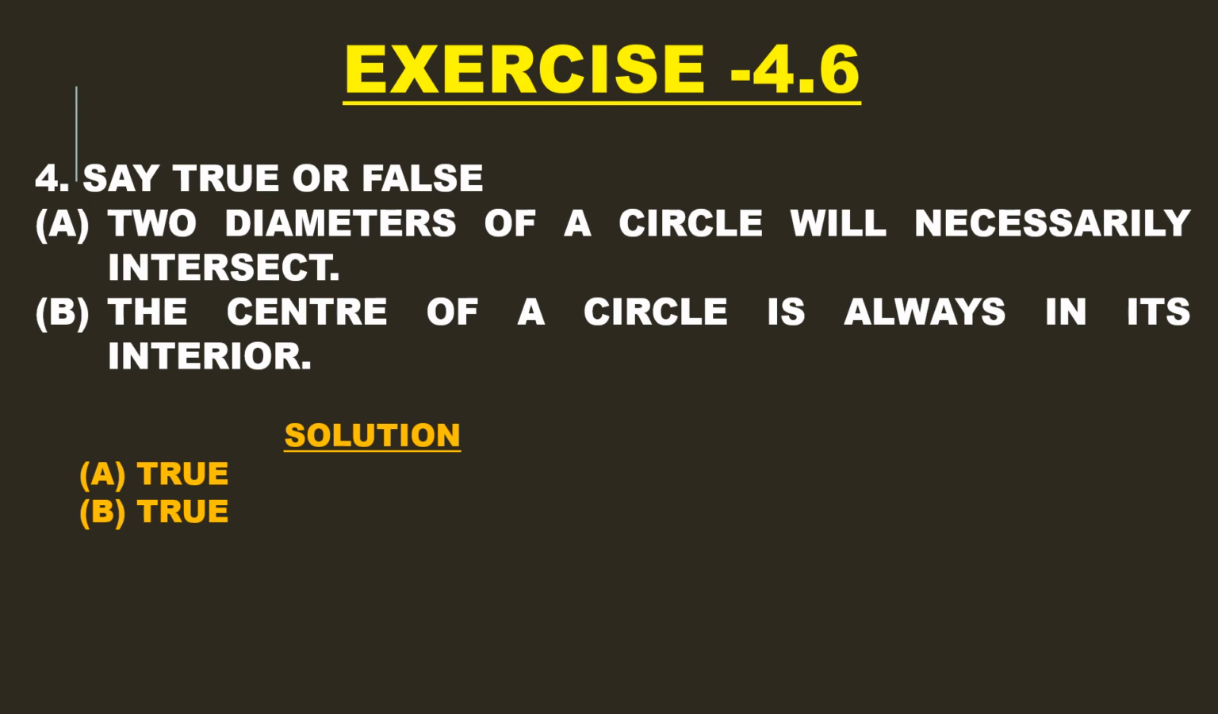Question number 3 is exactly the same as we did in question number 1. Now come to question number 4, and this question is again for true and false. The first part is: two diameters of a circle will necessarily intersect. This is true. You can draw a figure of a circle and try to draw two diameters of that circle. You will observe that they always intersect at the center of the circle. So your answer will be true.